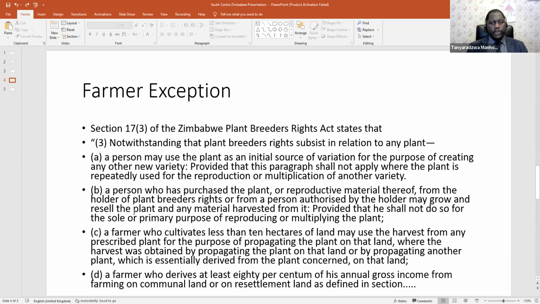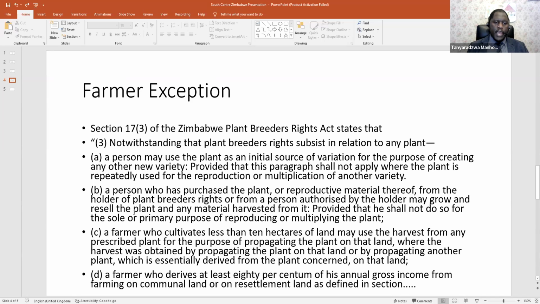We also have very interesting provisions in our paragraphs C and D, which relate particularly to farmers, and that's our small scale farmers. Particularly in part C there, you see that where a farmer cultivates less than 10 hectares of land, they may use the harvest from the prescribed plant for the purpose of propagating the plant on that land, where the harvest was obtained by propagating the plant on that land. Basically, this is to protect our small-scale rural farmers.